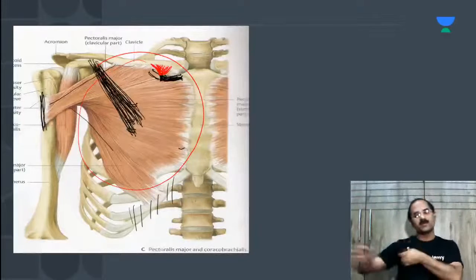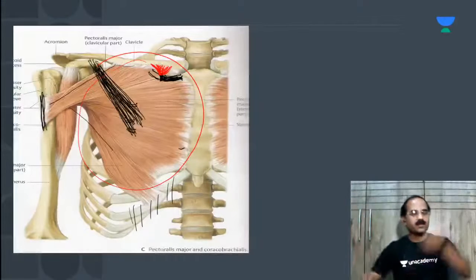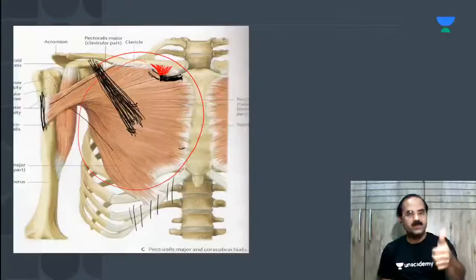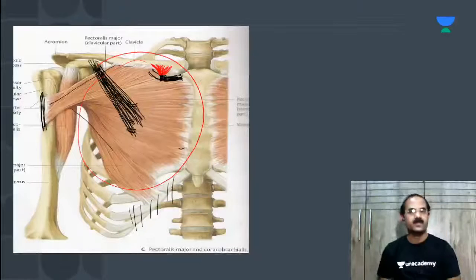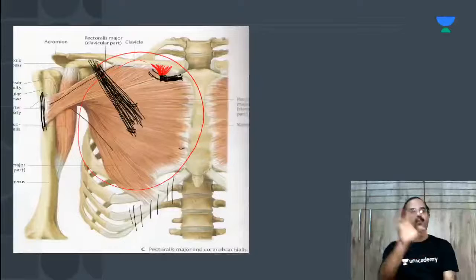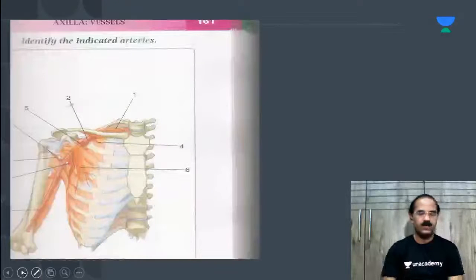You're understanding this? So this wall that you're holding here of the axilla, this is the anterior wall of axilla, and this would be formed by pectoralis major, pectoralis minor, and the subclavius muscle. Subclavius. Is this clear? Are you all able to follow this? So this is about the anterior wall of axilla.